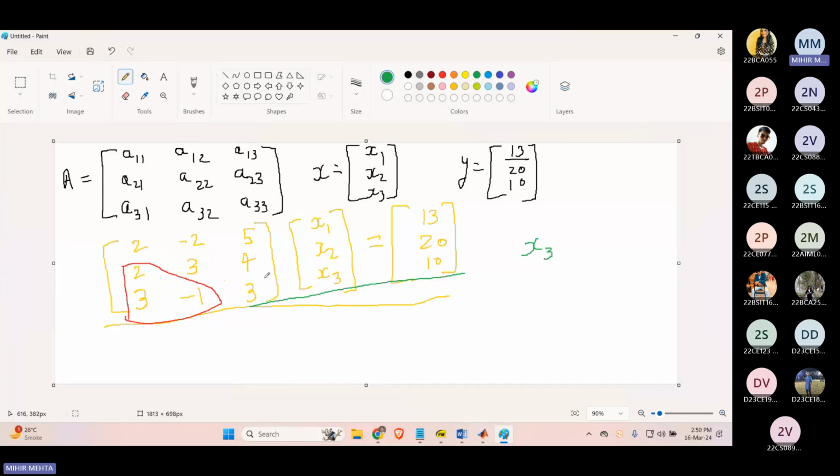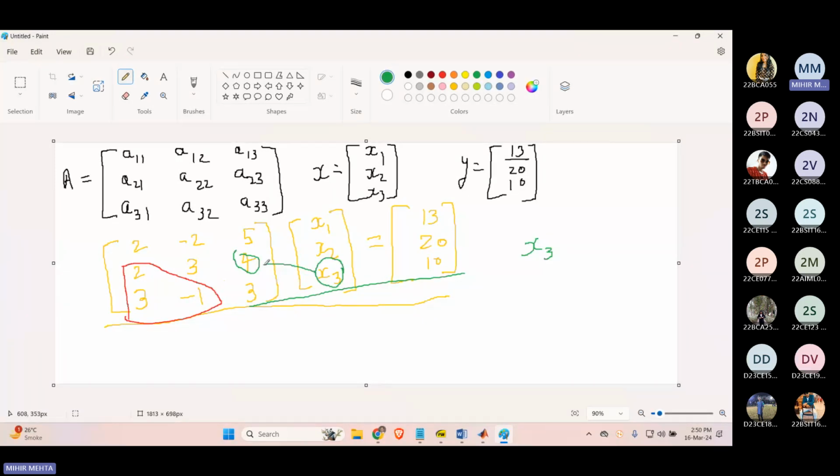Then this value of x3 would be placed with the coefficient here. Of course, this 2, minus 2, 5, then this 3, 4, and this 3 would not remain the same. When we perform these calculations, this value would also change. But first I'll get the value of x3. Then I'll place it in this equation, where I have only x2 and x3 coefficients, because the x1 coefficient we have already turned to 0. So I get the value of x2.